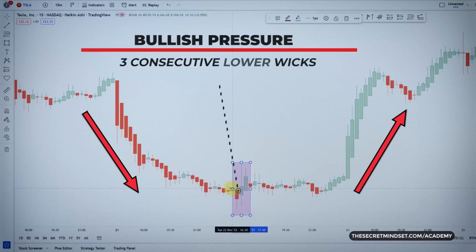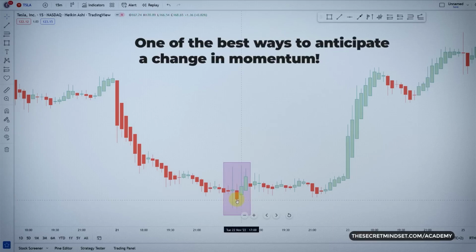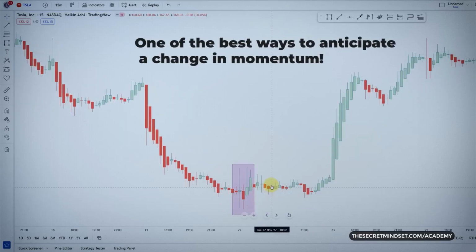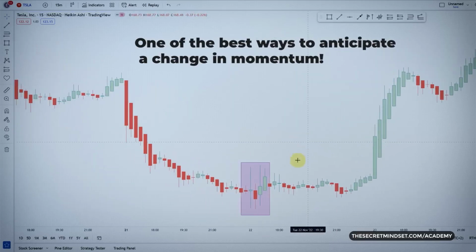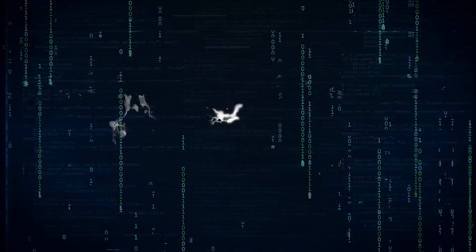3 consecutive lower wicks which revealed bullish pressure around this price level. This is one of the best ways to anticipate a change in momentum with a low risk and a potential high reward. Let's talk about it.